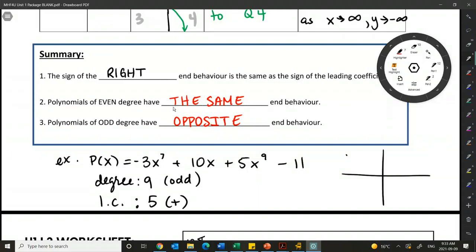Leading coefficient is positive. What do I know about the right end now? I know the right end's facing up. The degree is odd. We just said odd degrees have opposite end behavior. So if my right end is facing up, what do I know now about the left end? It must be going like this, right? So this is my general shape. I know it's going to be sort of S-shaped and going like this.